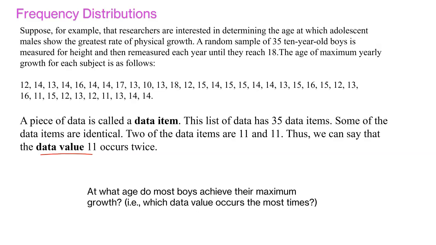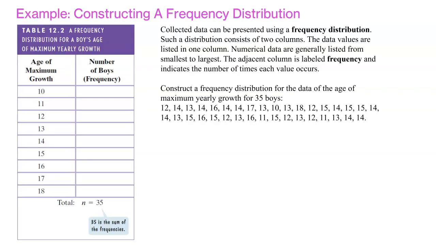Now, with this giant list of information, I want you to tell me, at what age do most boys achieve their maximum growth? 14. How do you know? There's a lot of 14s. Are you 100% positive that's 14? No, that's a lot of information to sort through. Yeah, there's a lot of 14s, but there might be just as many or more 15s or 16s or 13s. So we need to organize the data in a way that makes it easier to read, to understand, and to interpret. So we're going to create a frequency distribution table.